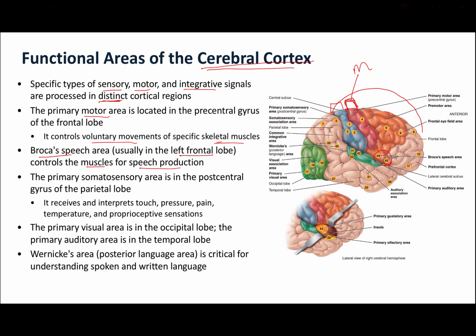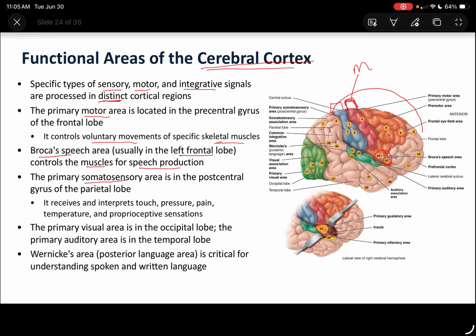The primary somatosensory area is going to be in the postcentral gyrus. So we've got our central sulcus that runs down the middle here, a dividing line, and this is our somatosensory area. This is going to receive and interpret information, things like touch, pressure, pain, temperature, proprioception, all that good stuff is being sent to our somatosensory area where it's going to be processed. Now, our primary visual area is located in the occipital lobe, and the primary auditory areas are going to be found in the temporal lobe, which you can see there.